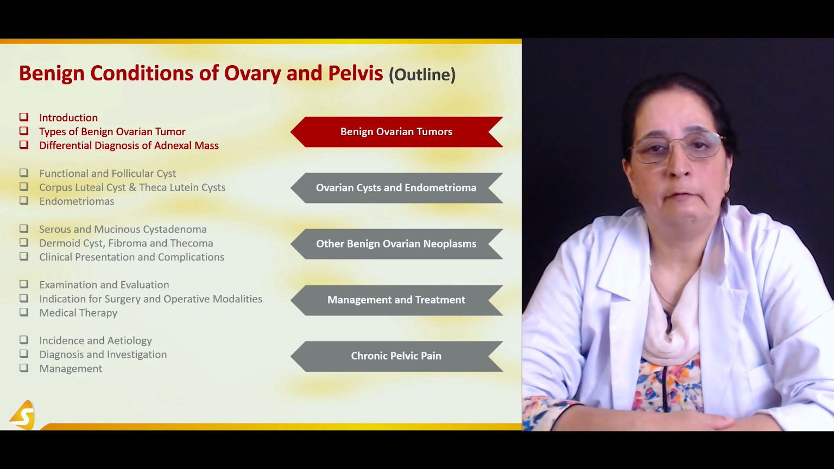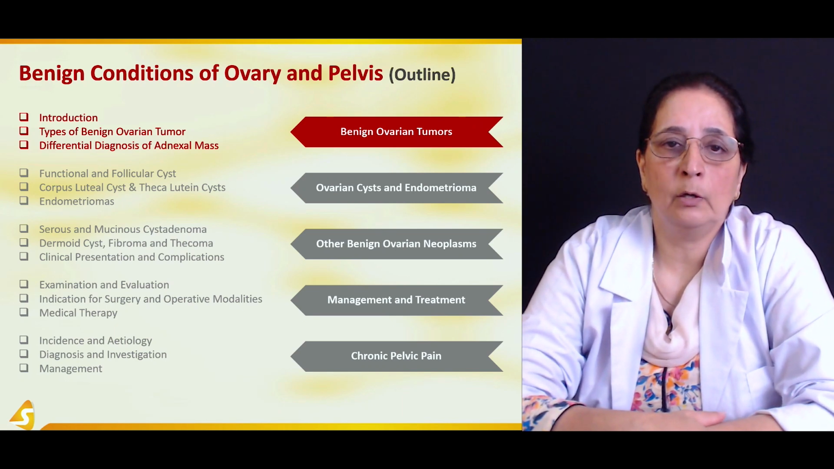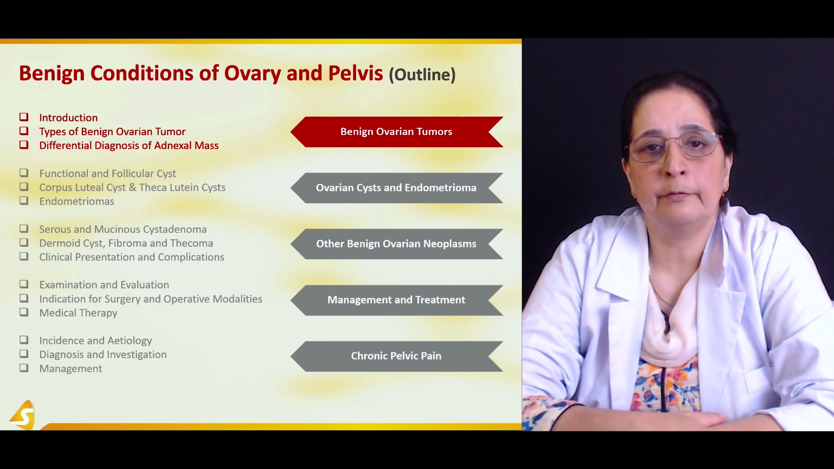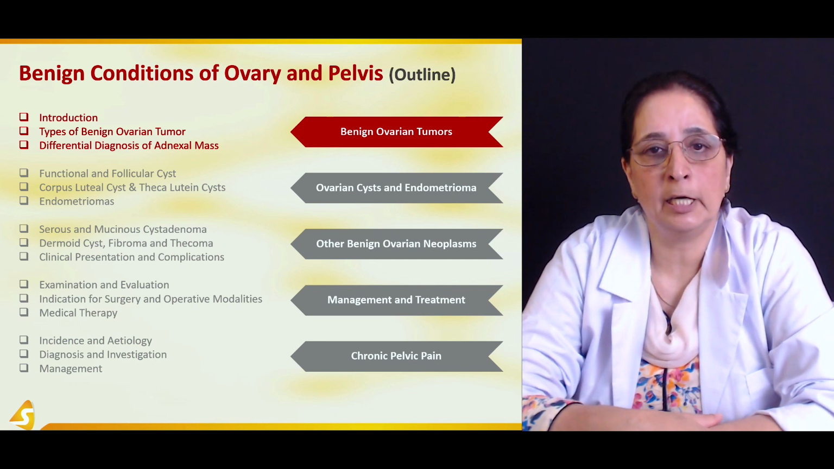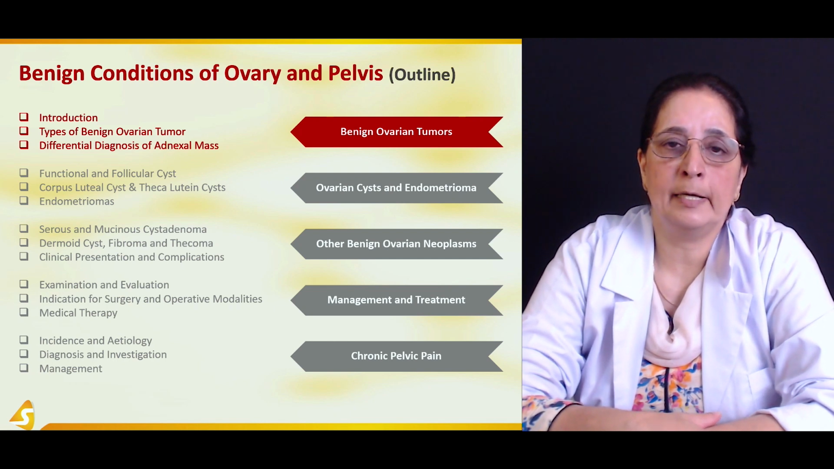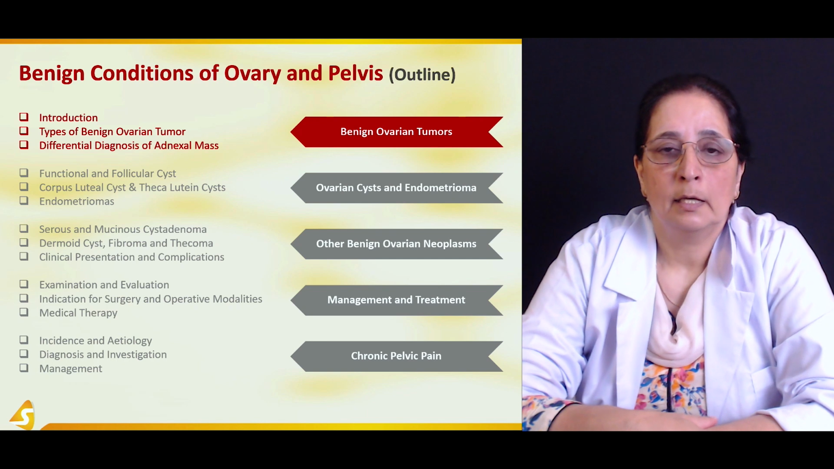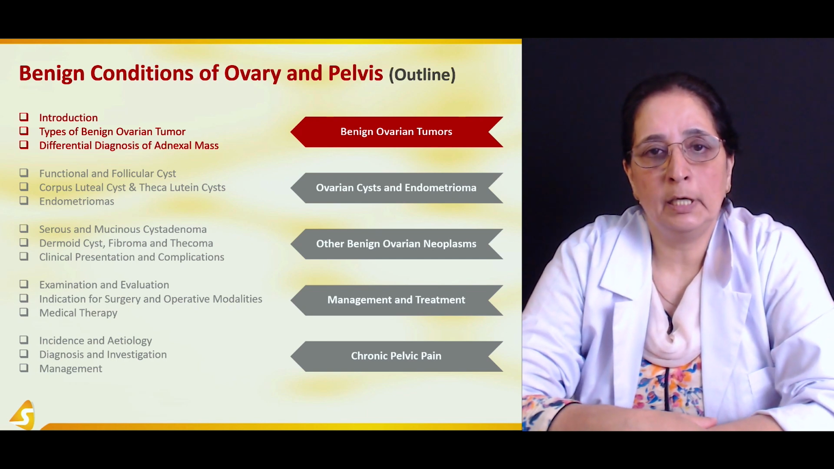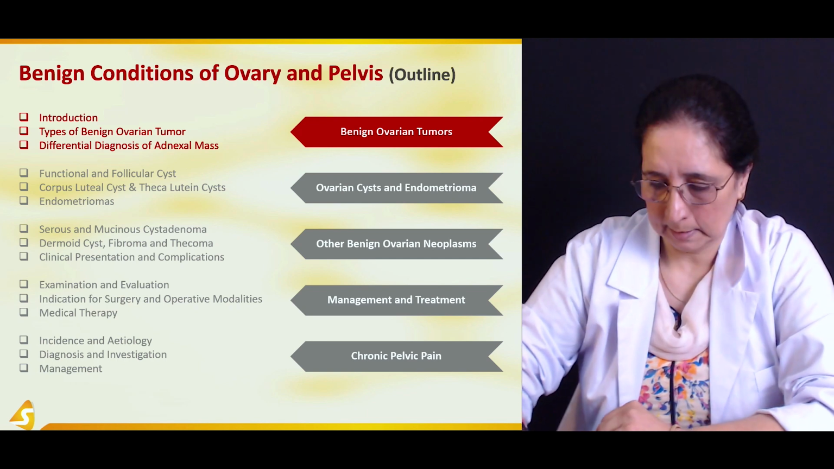In this section, we will talk about what benign ovarian tumors are, what the different types of benign ovarian tumors are, and what the different types of adnexal masses are that can be confused with benign ovarian tumors.